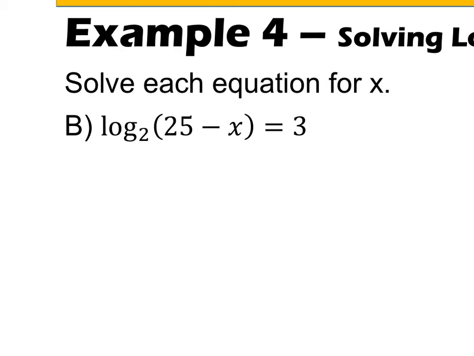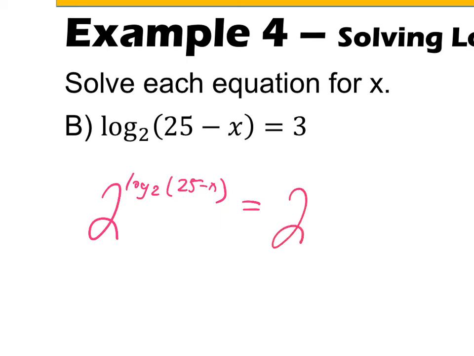How in the world are we going to do this? First thing you need to do, what are we starting off with? Log. What is the opposite of log? Exponential. When we change things to exponential, the little 2 becomes a big 2, and everything goes up into the exponent. So it's log base 2 of 25 minus x equals 3. If I did a big 2 on the left-hand side, what do I do to the right-hand side? A big 2, and it goes to the third power.